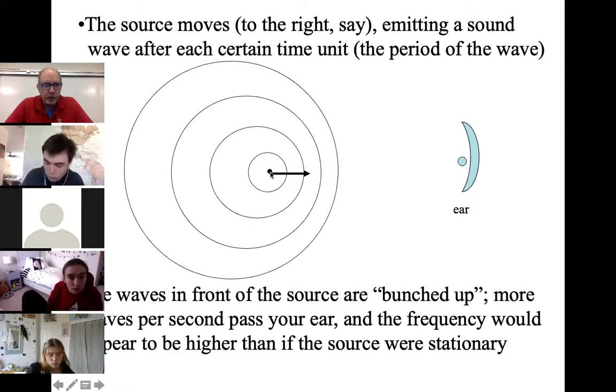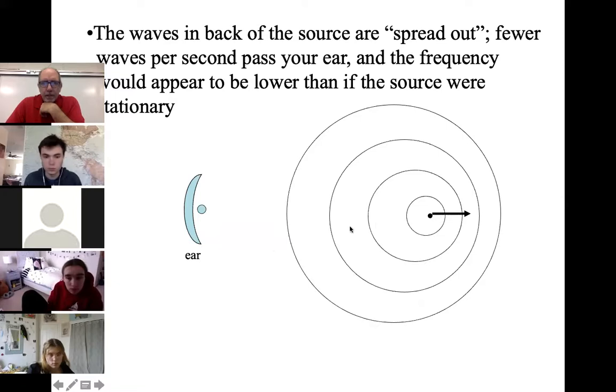If you're in front of the source as it's approaching you, then the waves are bunched up. After it passes you by, now the waves are spread out, and if the waves are spread out, fewer pass your ear per second, and so the apparent frequency would be lower than if the source were stationary. This is called the Doppler effect.